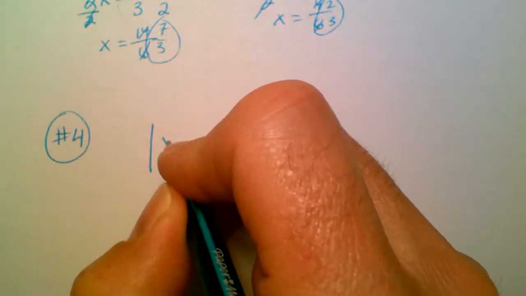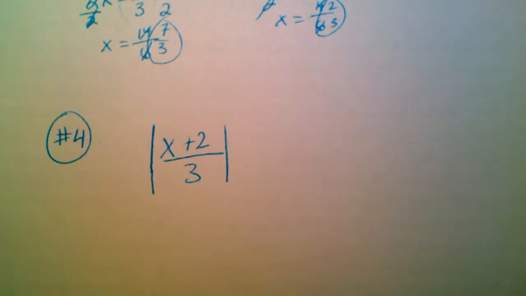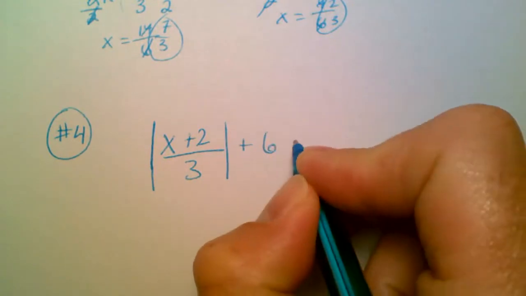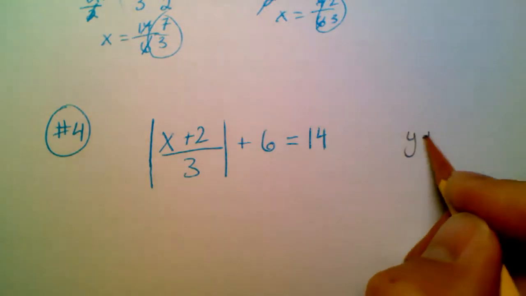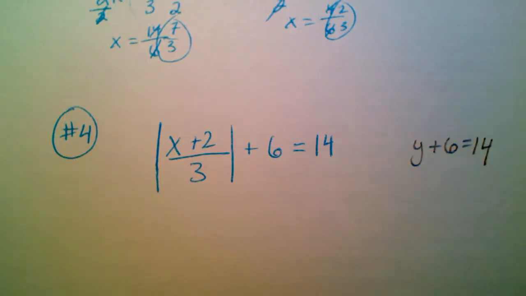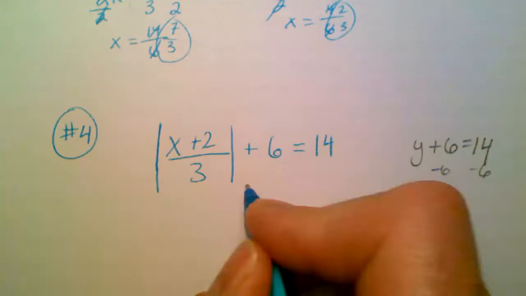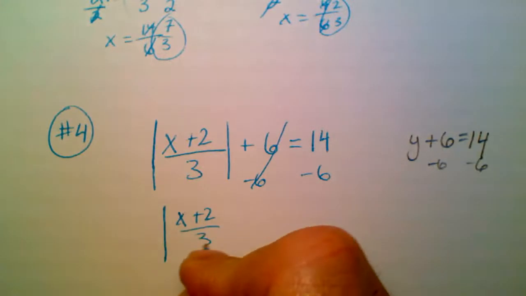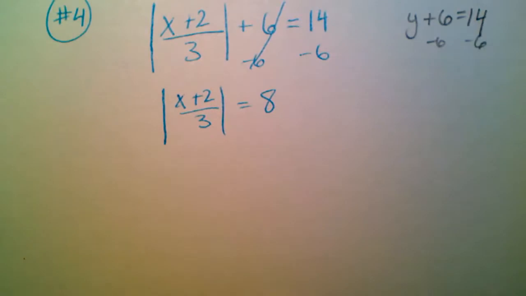Okay, so let's go absolute value of, make it a big one here, x plus 2 over 3, like that. It should not freak us out. It just comes into the split. Plus 6 equals 14. All right, so again, if this was the problem off to the side, we'd have it as simple as y plus 6 equals 14, and we would subtract 6 from both sides. So on this one, subtract the 6 from both sides. Absolute value of x plus 2 over 3 equals 8. And we have the absolute value alone.